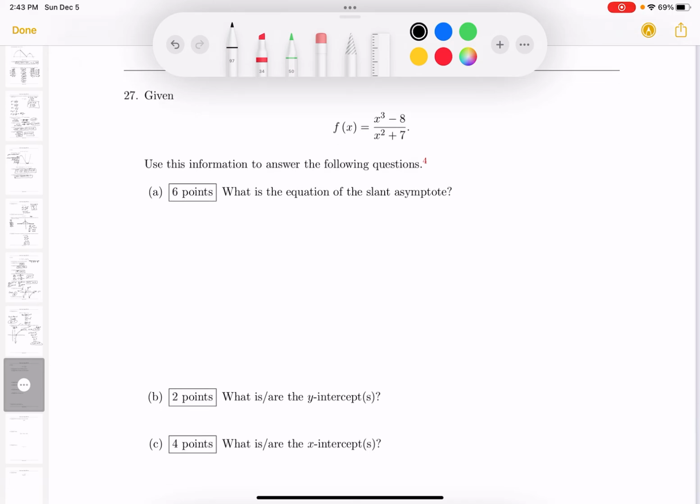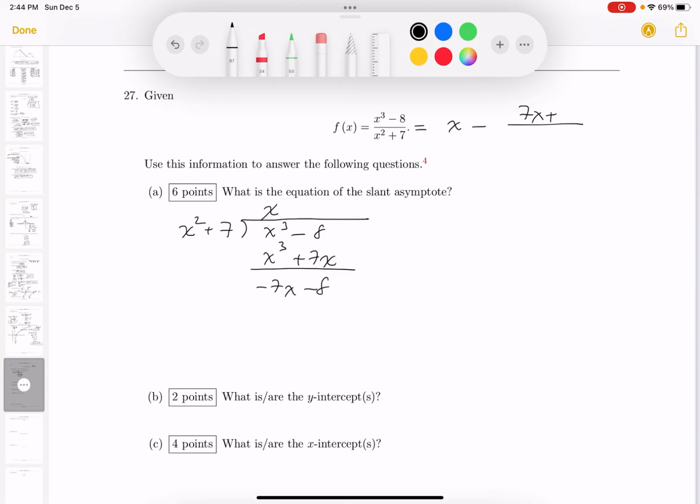That requires a long division. I'll put this down for you. X squared plus 7 is dividing into x cubed minus 8. So I'm going to say, x. And x times x squared is x cubed, right? And then x times 7 is 7x. So what do you get over here? Minus 7x minus 8. So I'm going to say this function could also be written as x minus (7x plus 8) over x squared plus 7. So the slant asymptote, SA, is y equals x.